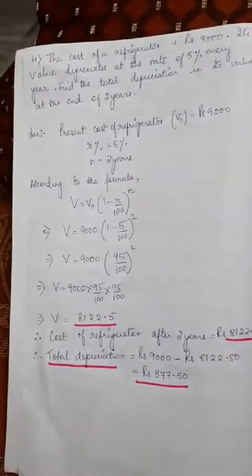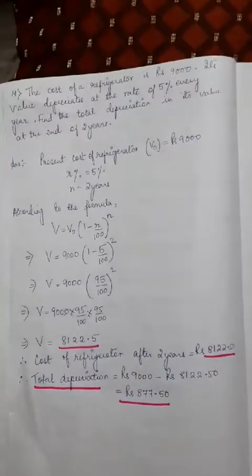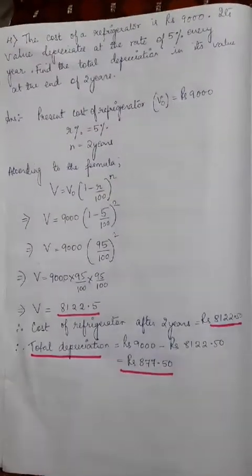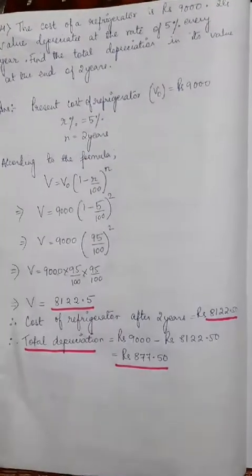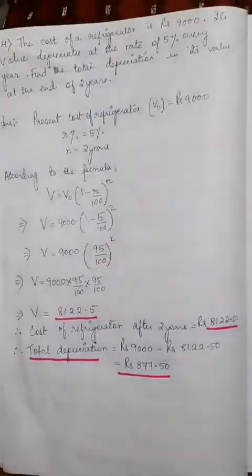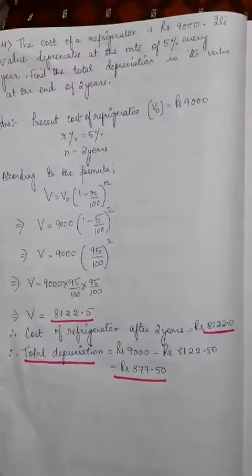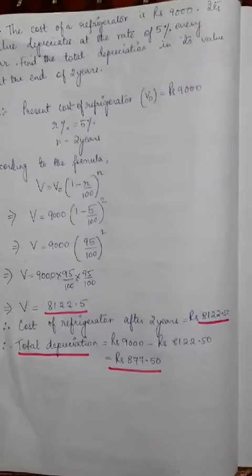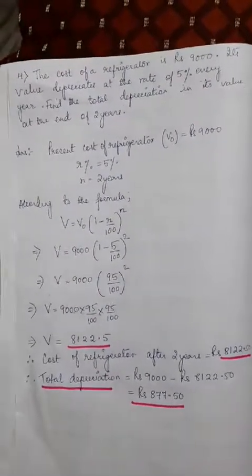So children, try to identify whether you will use the depreciation formula or the growth formula in this chapter. Otherwise, from this chapter you don't have any other formula. Only these two formulas basically you have to remember. If you remember the growth formula, you can easily remember the depreciation formula. For growth it is plus, for depreciation it's minus. Just from the question you have to identify whether it's a growth question or a depreciation question.